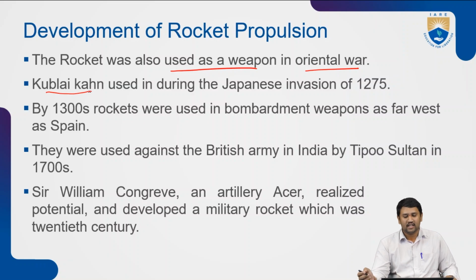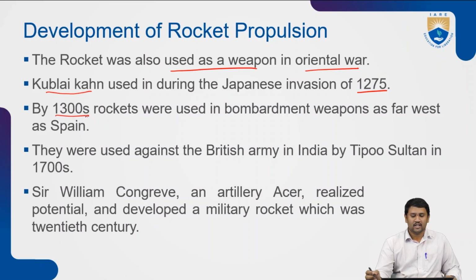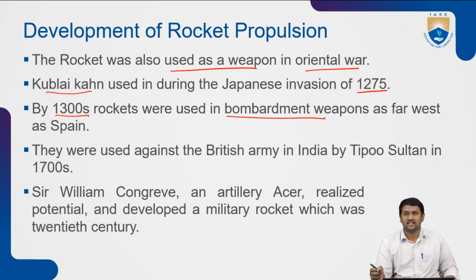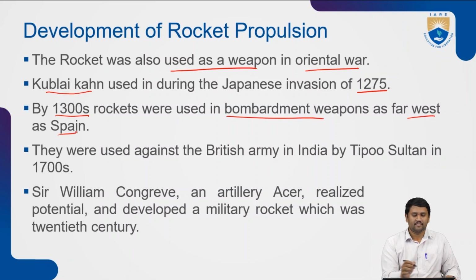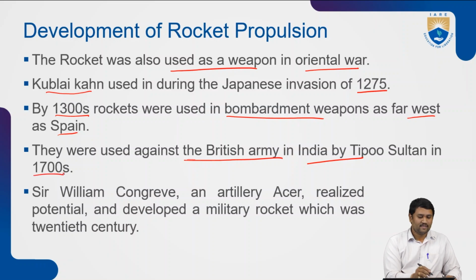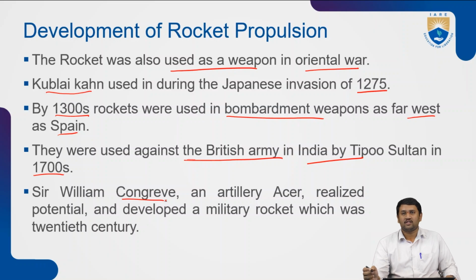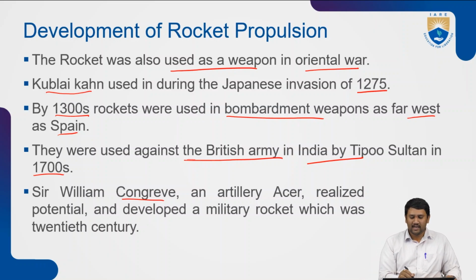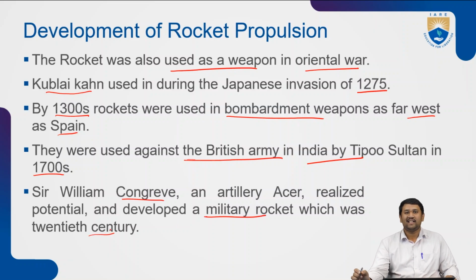Kublai Khan used it in the Japanese invasion in the year 1275, whereas by the 1300s, rockets were used as weapons, particularly bombardment weapons, as far west as Spain. They were used against the British Army in India by Tipu Sultan in the year 1700. Similarly, Sir William Congreve, who is also called an artillery ace, realized the potential and developed it into a military rocket.